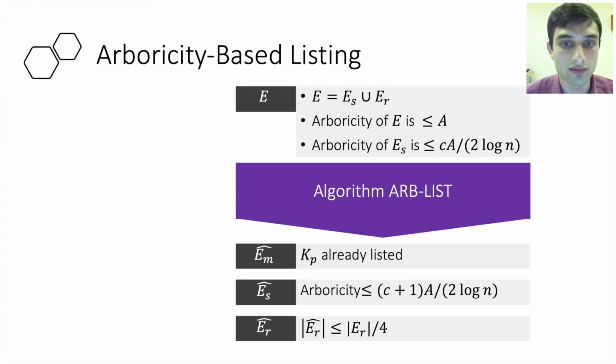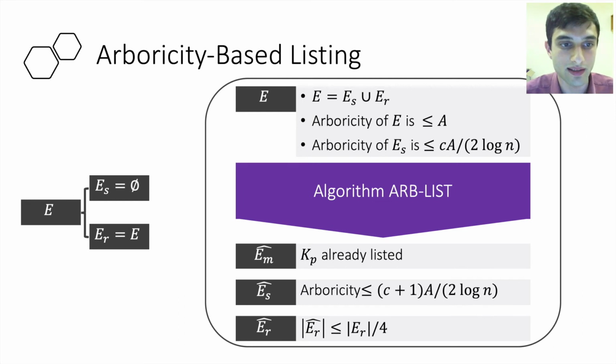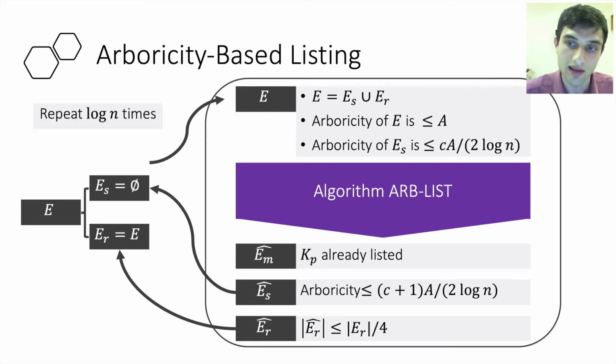Okay, so how do we get this algorithm? So assume that we have this algorithm. How do we prove algorithm LIST? Well, algorithm LIST gets a set of edges E, sets ES to be the empty set, ER to be E, and runs this algorithm. Then reset ES to be ES hat and ER to be ER hat. And observe that within log n iterations of this algorithm, ER hat will be empty and ES will have arboricity at most half of what it was before.